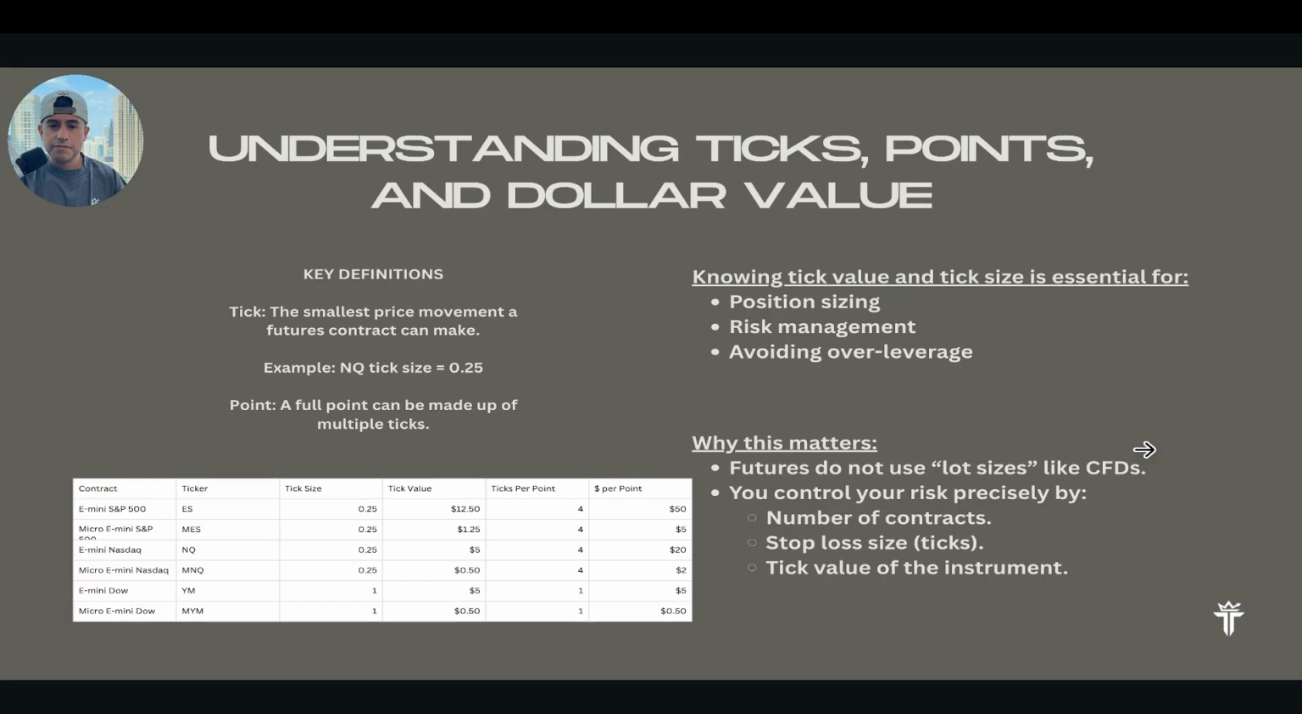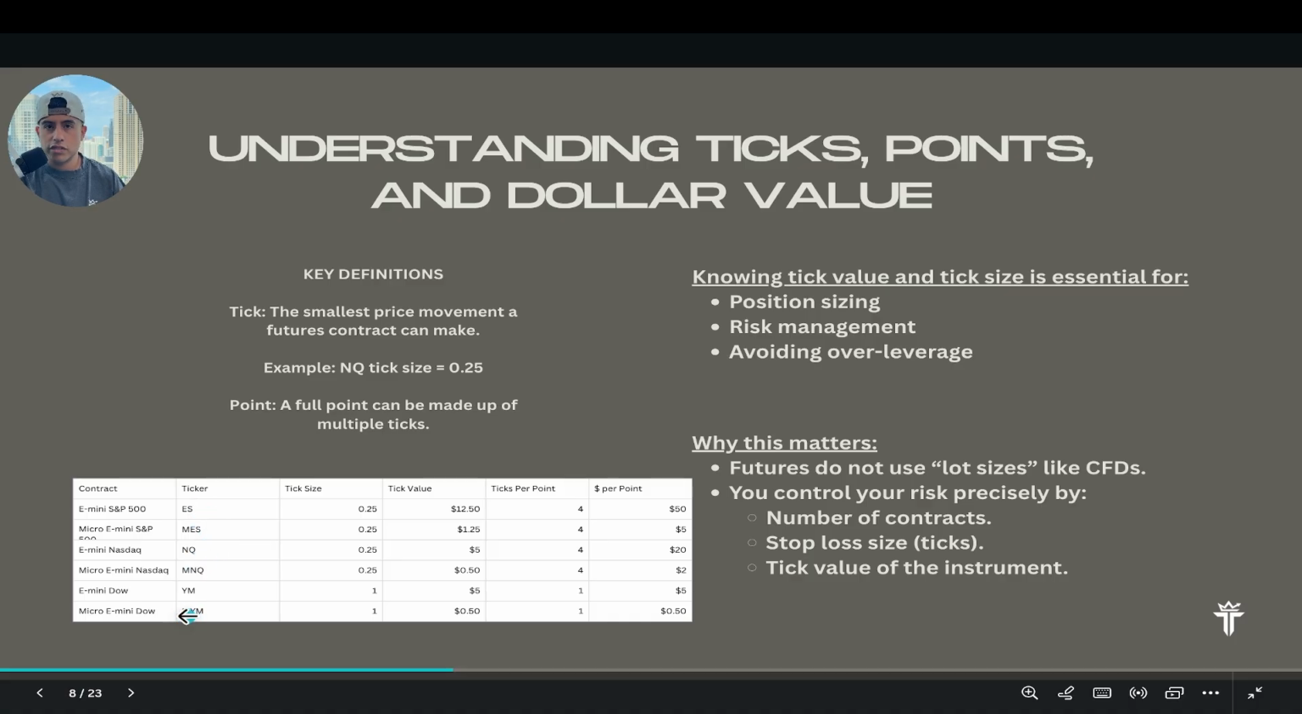So from here, let's dive deeper, because you're probably thinking, okay, hold on. What's a tick? What's a point? Let me get this down. So the key definitions, right? A tick is the smallest price movement a futures contract can make. For example, NQ, the tick size is 0.25. So when you have 4 ticks, now you have 1 point. So a full point can be made up of multiple ticks. With ES and NQ, 4 ticks and 1 point. Dow Jones, 1 tick, 1 point.